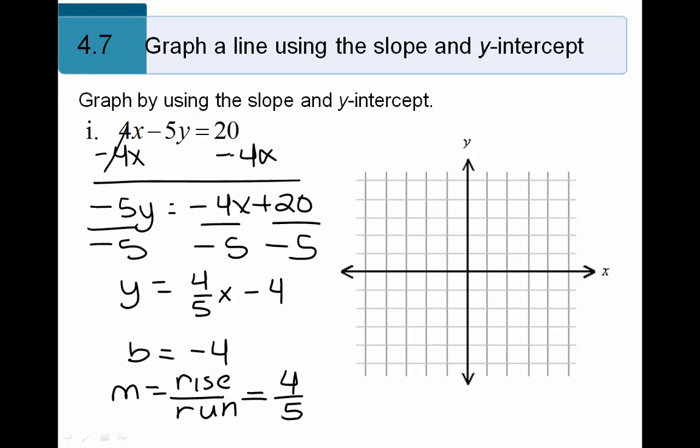Plot your y-intercept at -4. I'm going to rise 4, 1, 2, 3, 4, and run 5. 1, 2, 3, 4, 5. Just enough room to stay on my grid.